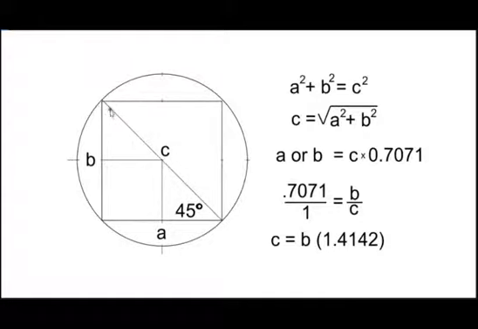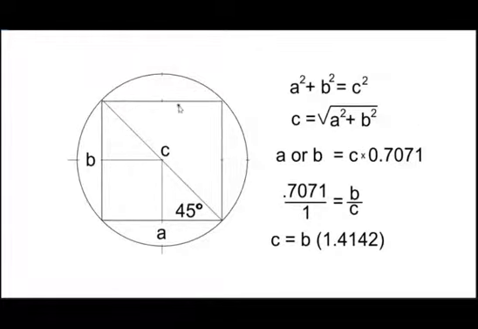Now, conversely, if you have a circle, but you want to find the dimension of the side inside that circle, all you do is take the diameter of the circle and multiply it by 0.7071. And that's going to give you the inside square.